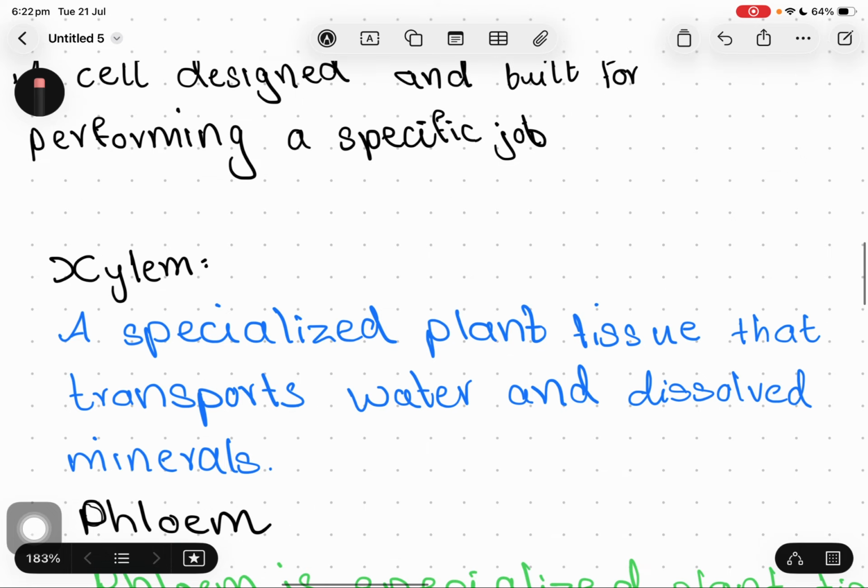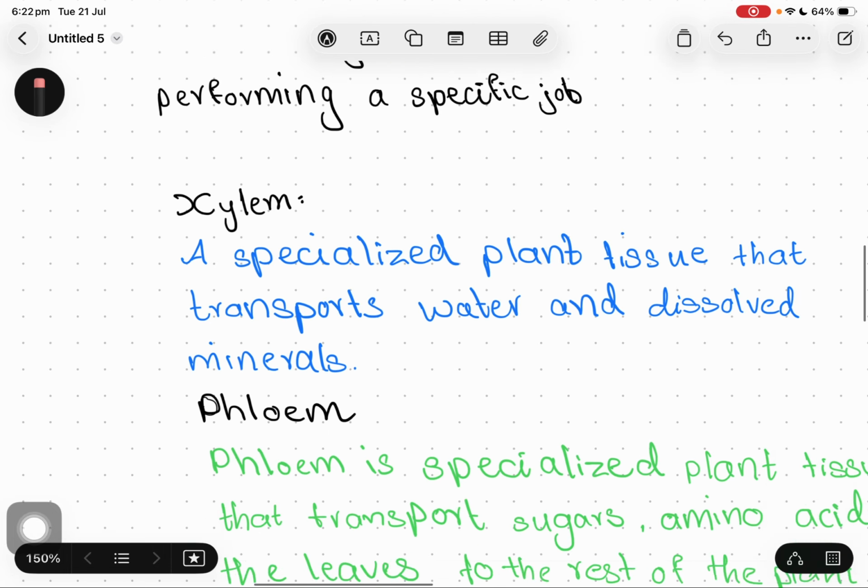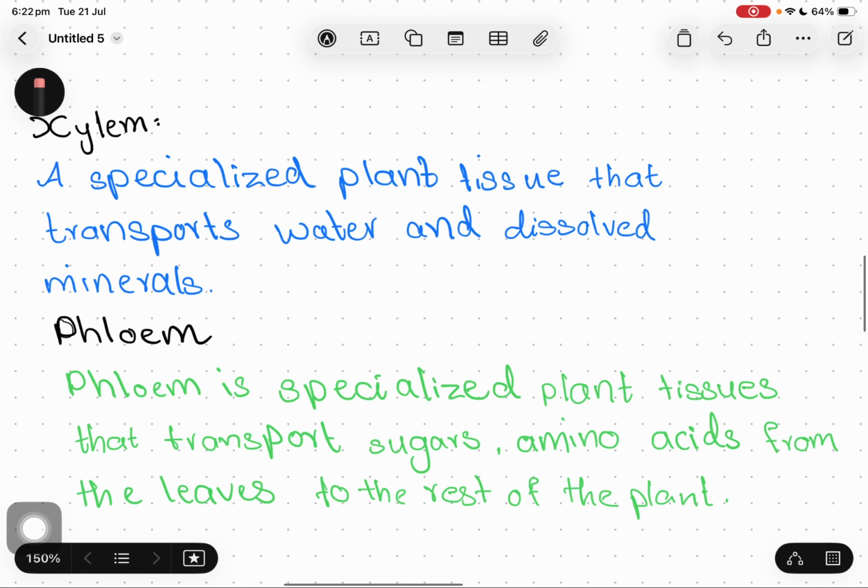So we're going to be focusing on the xylem and the phloem. So firstly, what is the xylem and what is the phloem? Both of these are plant transport tissues. So they both are used for transport in the plant.